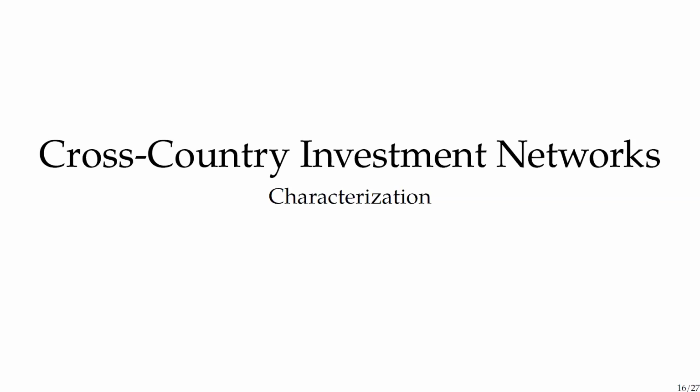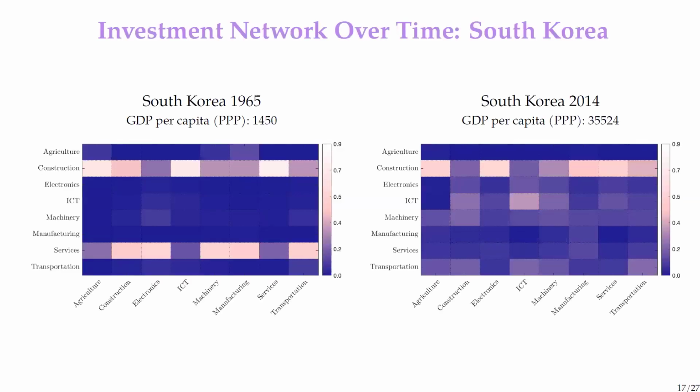Okay, so let me now document systematic disparities in the investment network across the development spectrum. Here, let me just illustrate the investment network for South Korea in 1965, where its income per capita was 1,400, and in 2014, where its income per capita went up by 25 times. What you can see is that back in 1965, construction and services were star providers of investment in the economy, whereas in 2014, they declined in importance, and ICT and transportation services became more important providers of investment in the economy. This is just an illustration.